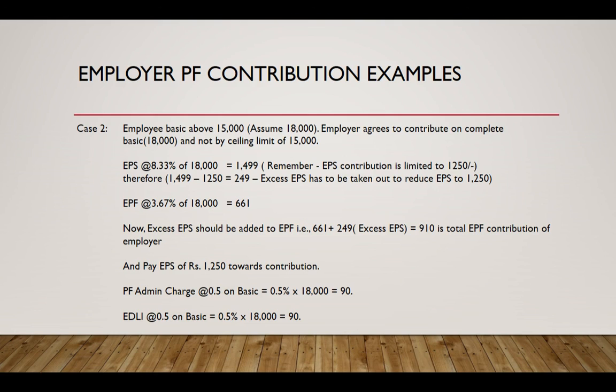And with this the EPS contribution would be 1,250 rupees, and the EPF contribution at 3.67% amounts to 661 rupees, and the excess EPS of 249 rupees should be added to the PF contribution. So the resultant amount is 910 rupees. So to summarize, the PF contribution would be 910 rupees and the EPS contribution would be 1,250 rupees. And PF admin charge and EDLI are calculated in the usual way at 0.5% of basic.